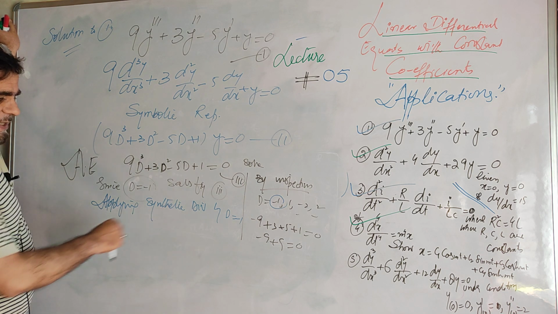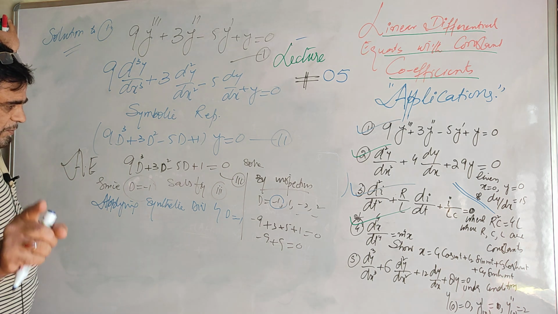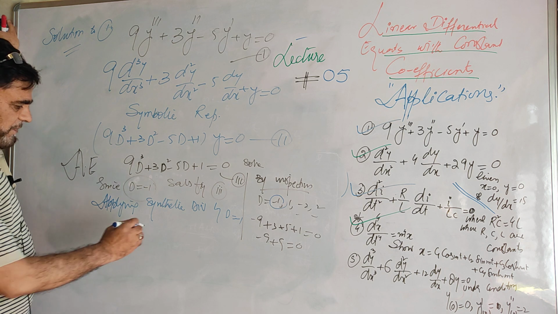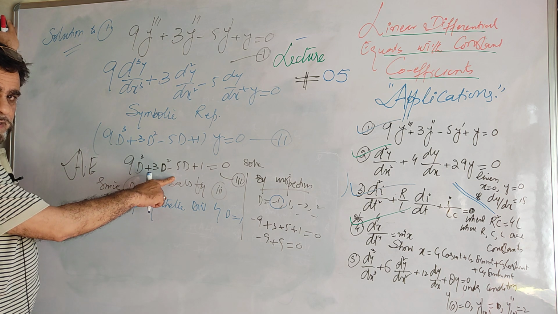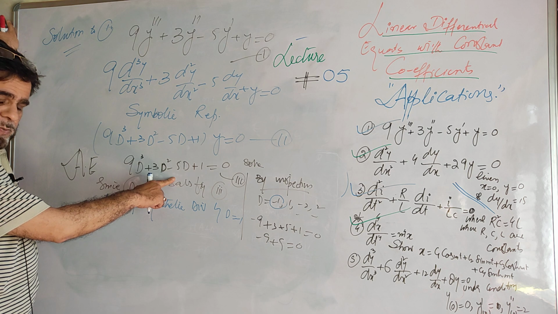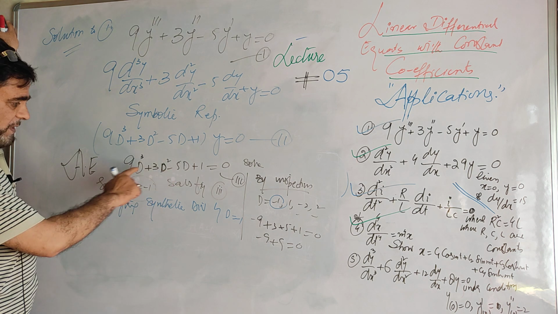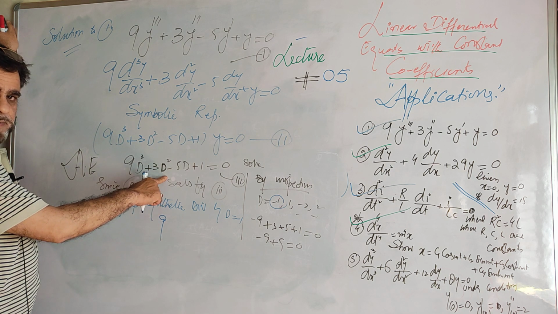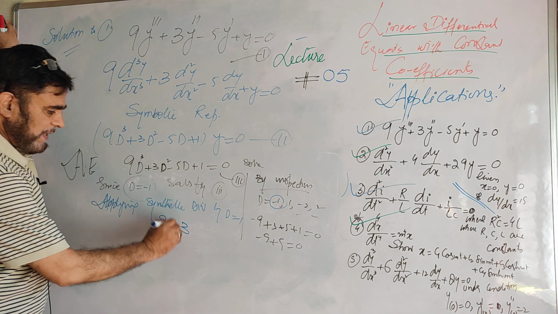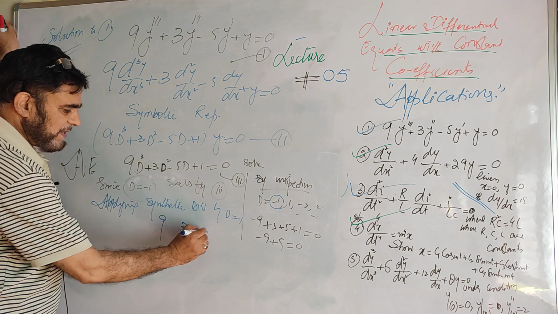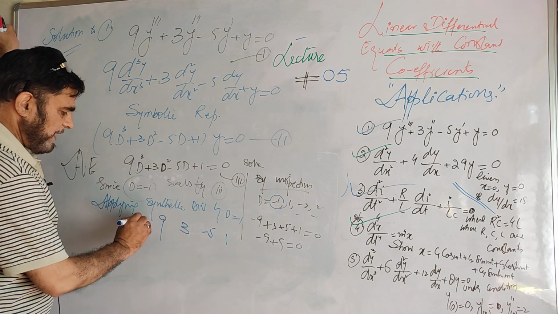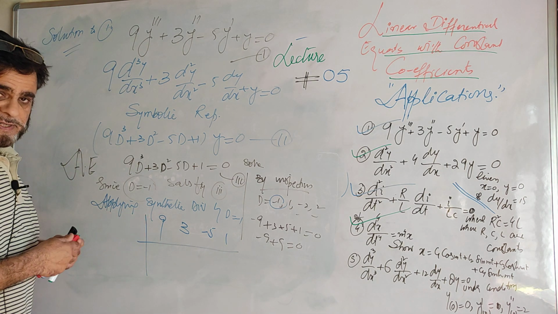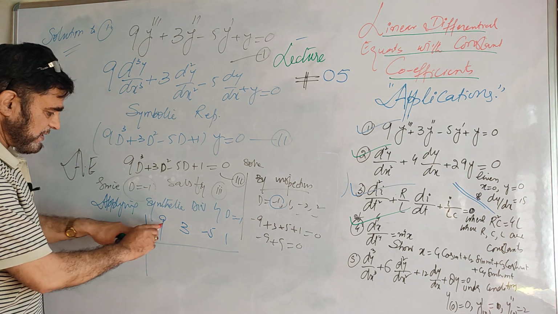Applying synthetic division by D equal to -1, those of you who have not yet done the theory of equations, we will learn synthetic division here. How do we do it? We write all the coefficients here. If any term is missing, the coefficient corresponding to that term will be 0. Here D cube has coefficient 9, write this 9. Coefficient of D square is 3, write this 3. Coefficient of D is -5, write this -5, then this constant 1. Then use the synthetic division by -1, because -1 is the root of this. Write this 9 here.